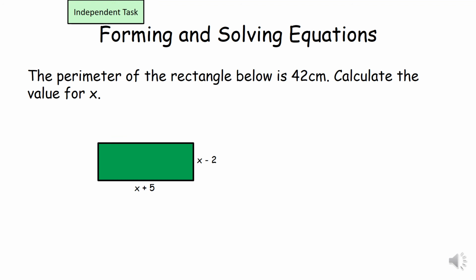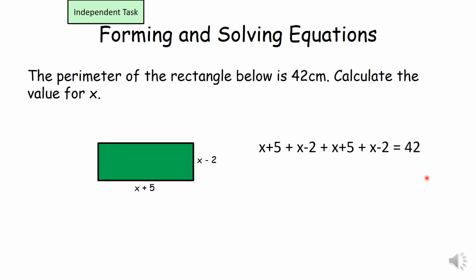So if you read the question, you can see it's talking about the perimeter. So as soon as you see that word, you know that you have to add all the sides together. And then it tells you that's equal to 42. So that's what you get. That's the perimeter. All the sides added to each other, equal to 42. That's your first mark for forming an equation.